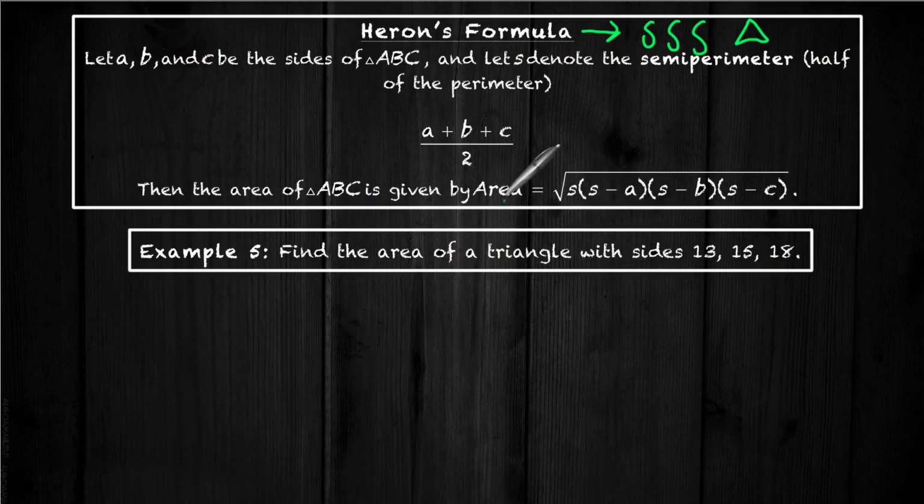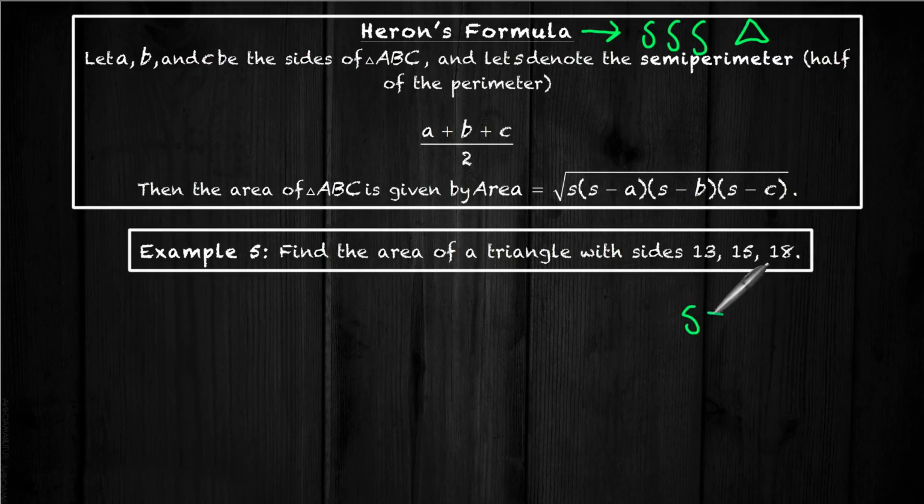Now the formula is the area is equal to the square root of S times S minus A times S minus B times S minus C. A, B, and C are the lengths of the sides, and S is something new. It's called the semi-perimeter, which is half the perimeter. So let's find S first. That's your first goal. First goal is we want to find S.